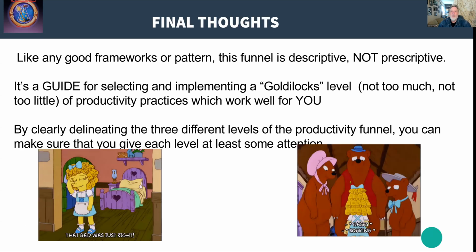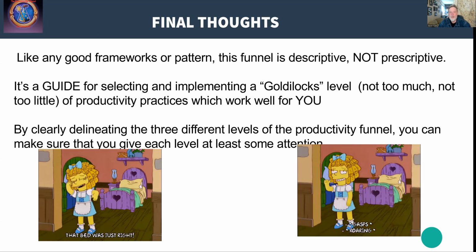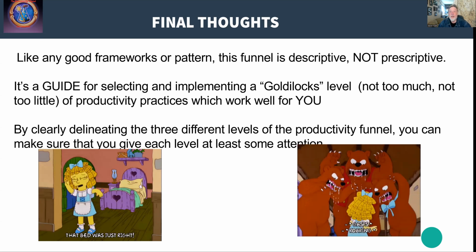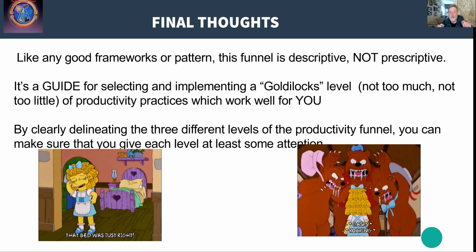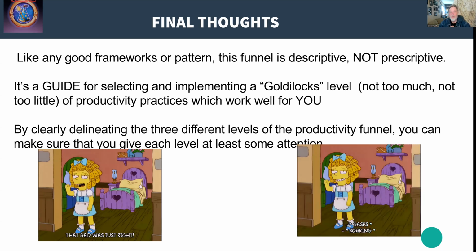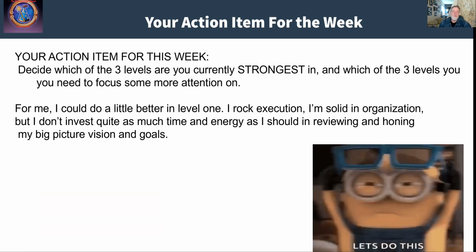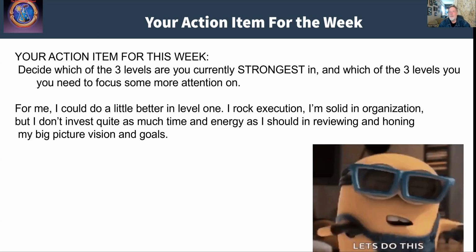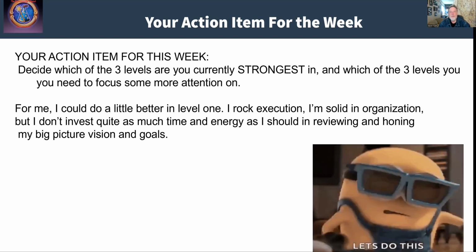So like any good framework or pattern, this funnel is descriptive, not prescriptive. It's a guide for selecting and implementing a Goldilocks level, not too much, not too little, of the productivity practices which work well for you. By clearly delineating the 3 different levels, you can make sure that you give each level the proper amount of attention. So your action item for this week, decide which of the 3 levels you are currently strongest in, and which of the 3 levels you need to focus some more attention on.